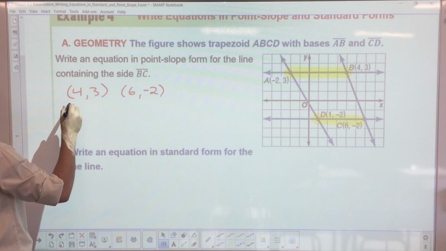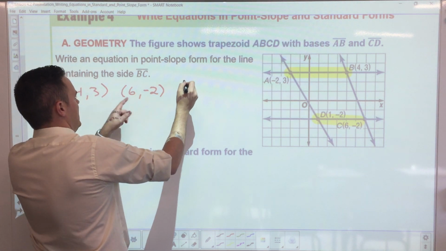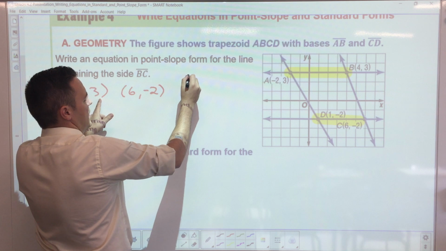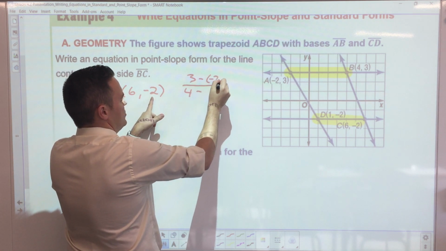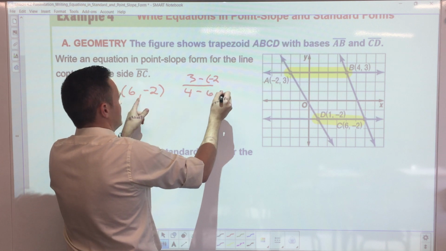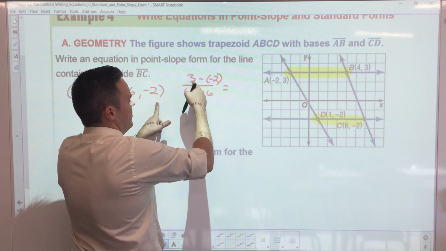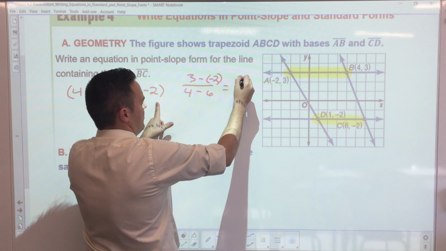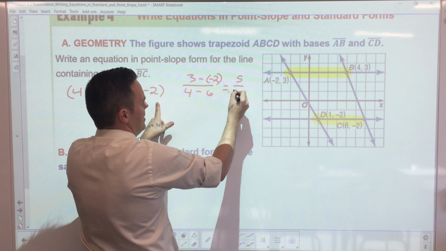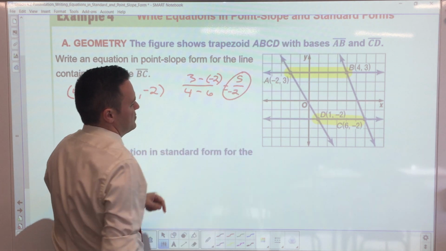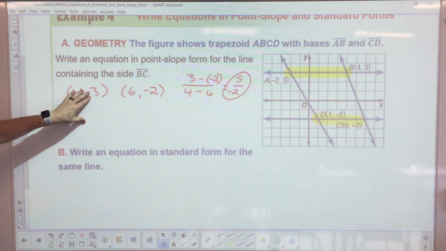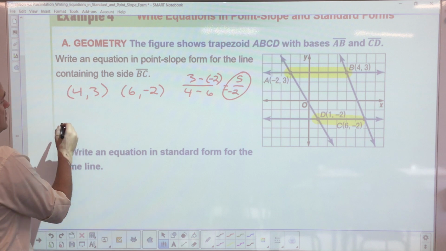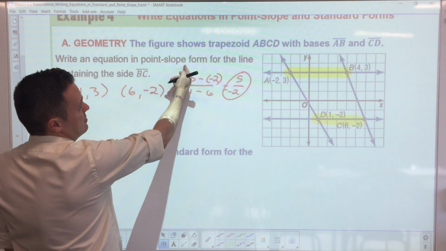All right, so let's write it out. I'll start with this one: 3 over 4, minus negative 2 over 6. So it's going to be 5 over, oh look, negative 2. So my slope is 5 over 2, and that's negative. So now we're going to pick a point. Let's go 4, 3. So we're going to write an equation in point-slope form.